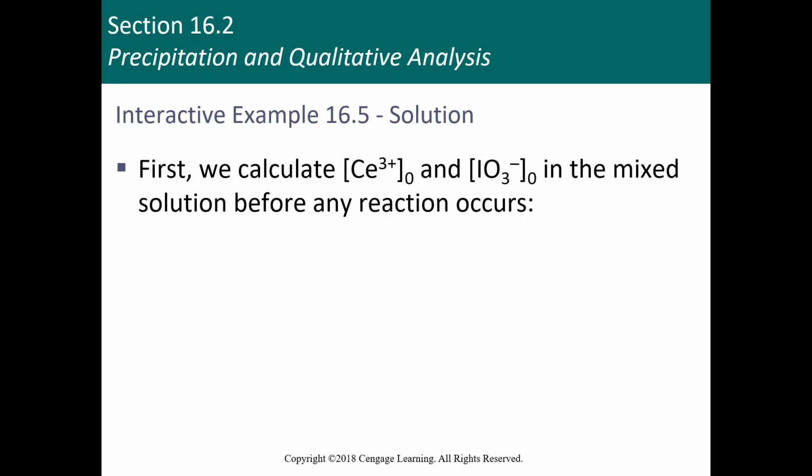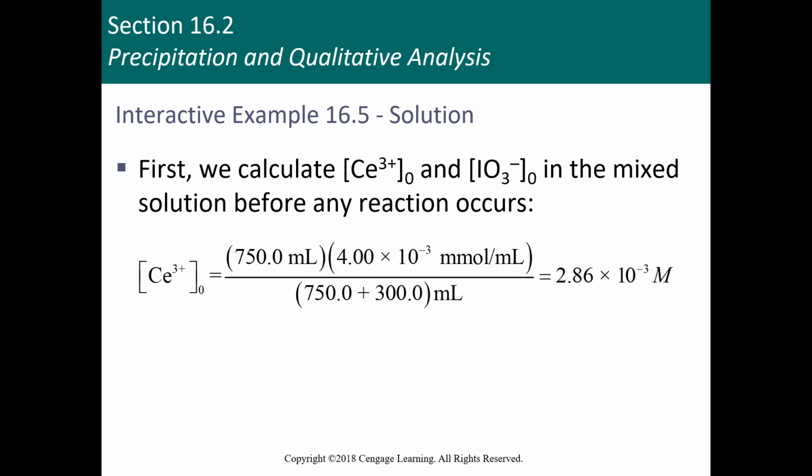All right, so the first thing we need to do is calculate the concentration of Ce3+ initial and the concentration of the iodate initial in the mixed solution before any reactions occur. This is just using the same dilution factor that you should remember from Gen Chem 1, M1V1 equals M2V2, that formula.